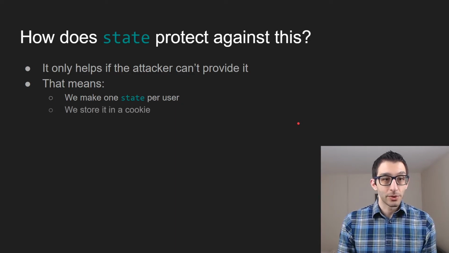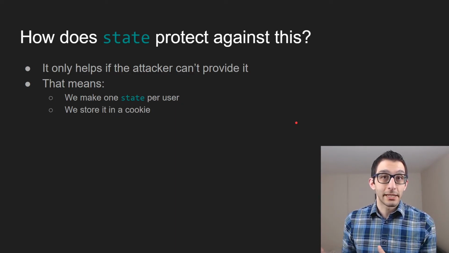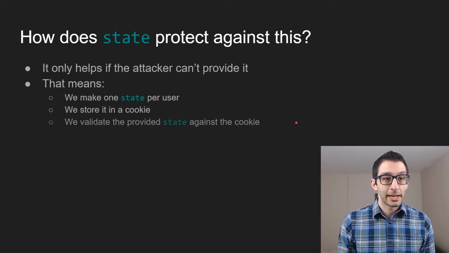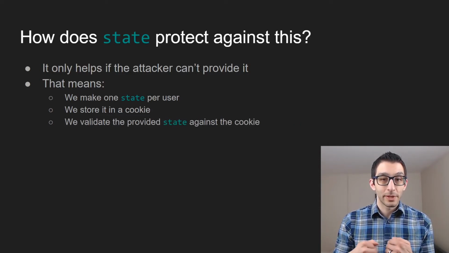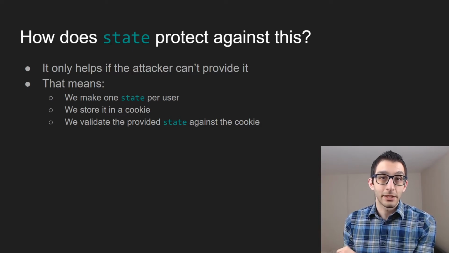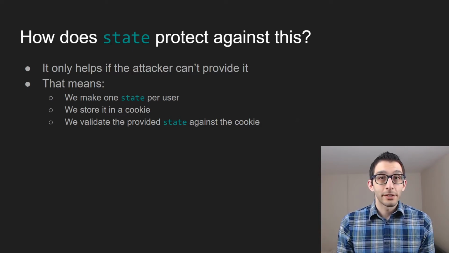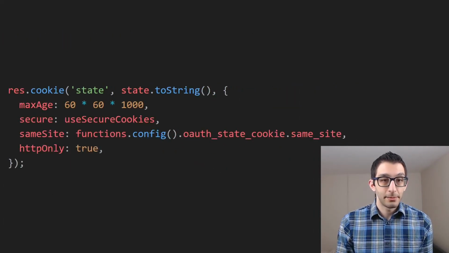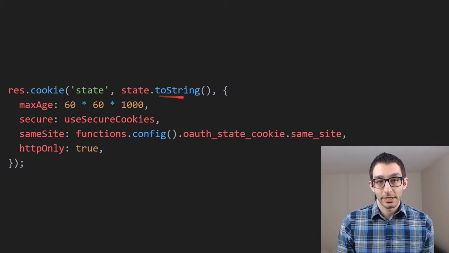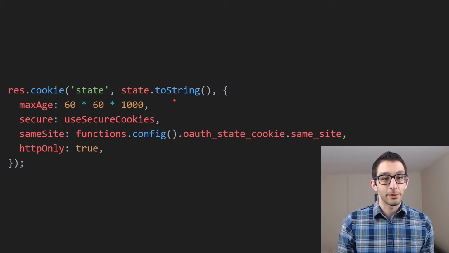So we need the attacker to not be able to provide it, which means that we're going to generate a state per user. We need to associate it to them somehow, and we'll use a cookie to do that. And when they finally get back to us with that state, we'll validate the one that they supplied against the one that's in their cookie. This is where defining the function as an HTTP function made things a little bit easier for us, because we can just call res.cookie to set the state to whatever was in that generated 20 bytes that we had.